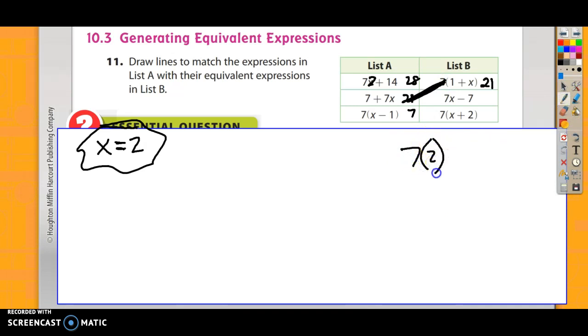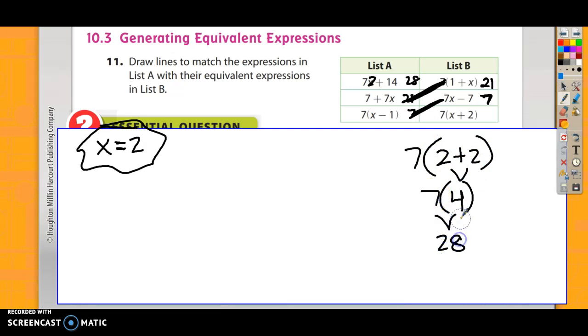My next one, I've got 7x minus 2. 7x means 7 times 2 minus 7. 7 times 2 is 14. 14 minus 7 is equal to 7. The value of this one is 7. So these two match. Now I'm assuming the value of this last one is going to be 28, because of the way I did it, because I got 28 on the previous side. It's going to be 2 plus 2. 2 plus 2 is equal to 4, and 4 times 7 is equal to 28. The value of this last one is 28, so it matches like this.